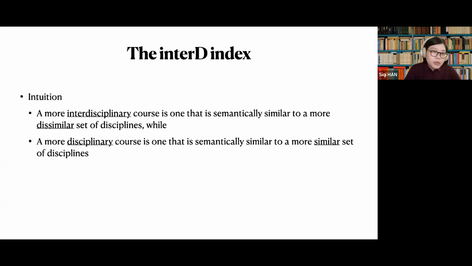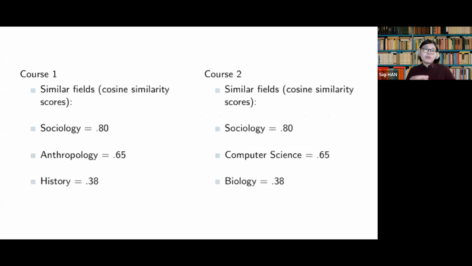So the intuition of constructing this inter-D index is not very difficult. A more interdisciplinary course is one that is semantically similar to a more dissimilar set of disciplines, while a more disciplinary course is one that is semantically similar to a more similar set of disciplines. This is a tongue twister, but it's not very difficult to understand. So let me show two hypothetical courses first.